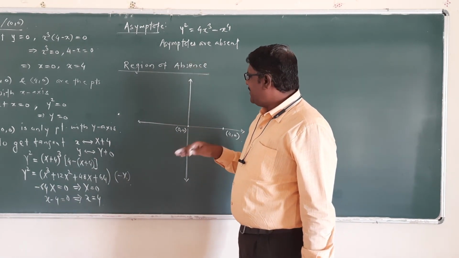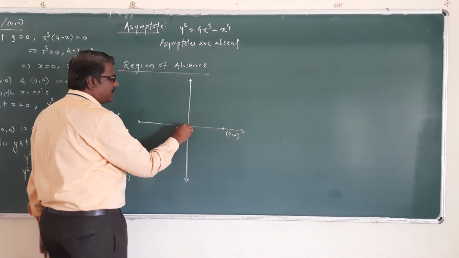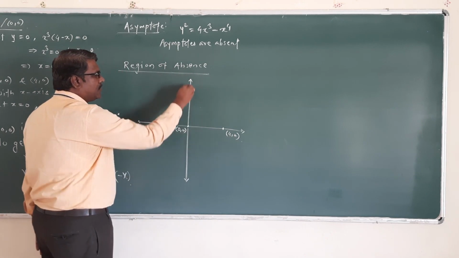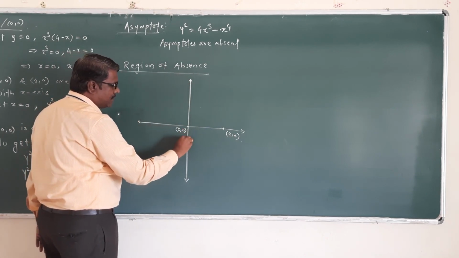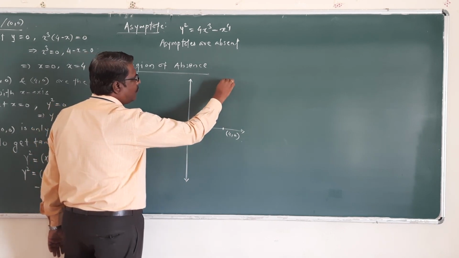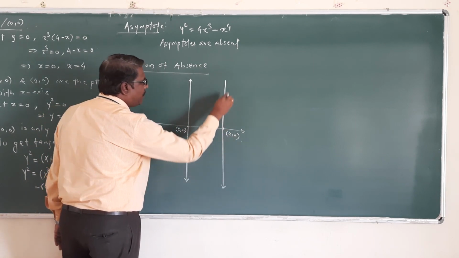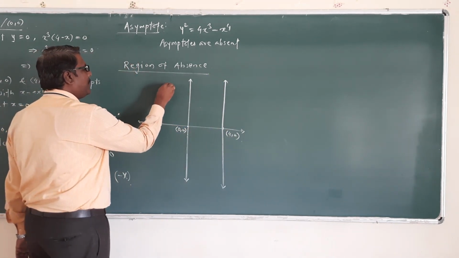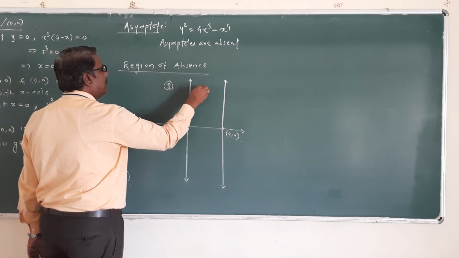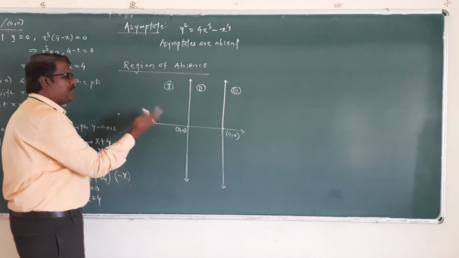And as the points are on the x-axis, we will draw the partitions parallel to the y-axis. So already this is the y-axis, and I will draw one more line which is parallel to the y-axis and passing through the point 4, 0. So in total there are three partitions, 1, 2 and 3. Now we will define each partition.